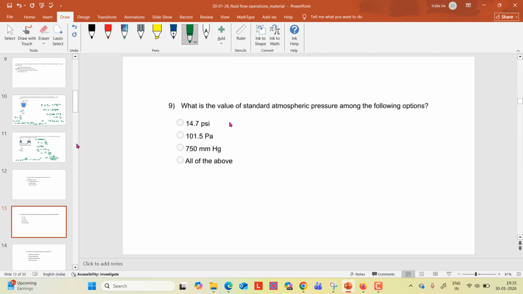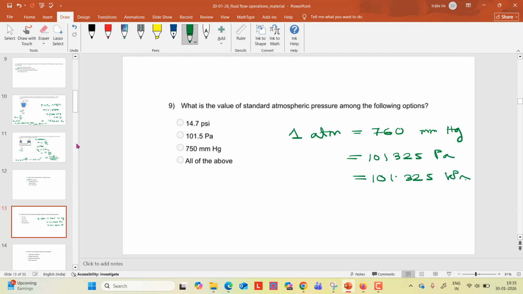Next. What is the value of standard atmospheric pressure among the following options? So standard atmospheric pressure, we have seen that 1 atm equals 760 mmHg equals 101,325 Pascal or 101.325 kilopascal or 14.7 psi. So it is option A, right?